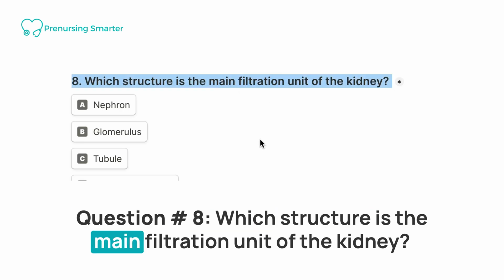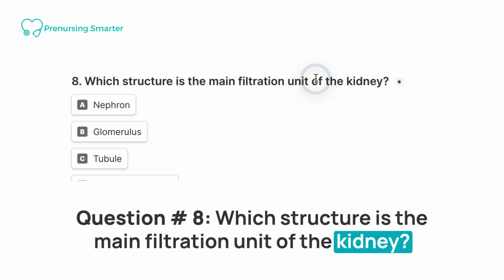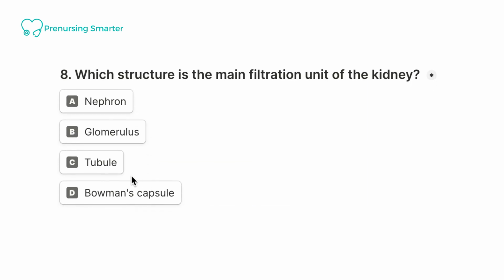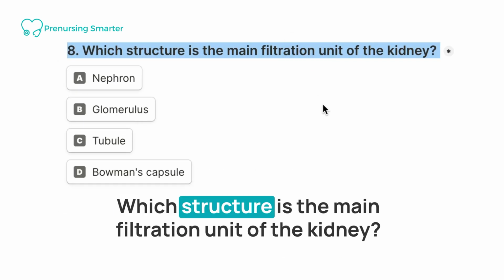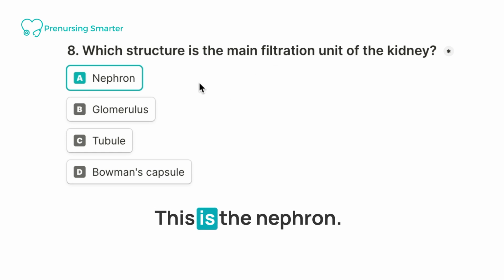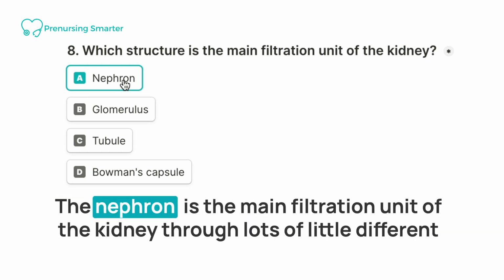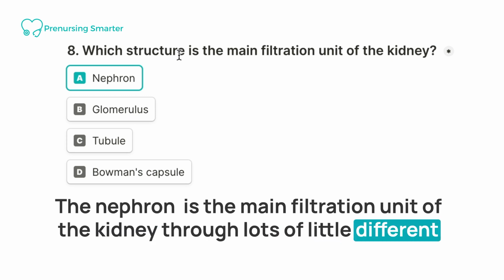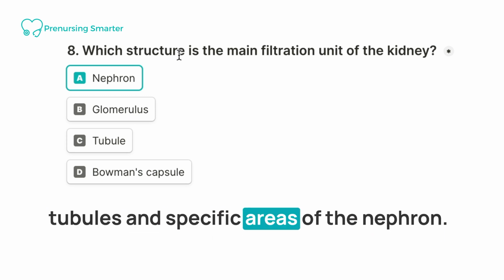Which structure is the main filtration unit of the kidney? A. Nephron, B. Glomerulus, C. Tubule, or D. Bowman's capsule. Which structure is the main filtration unit of the kidney? This is the nephron. The nephron is the main filtration unit of the kidney through lots of little different tubules and specific areas of the nephron.